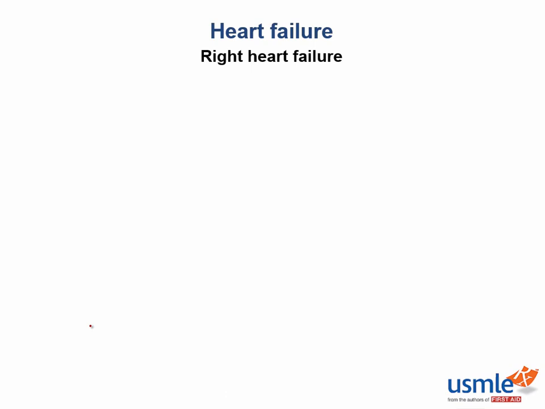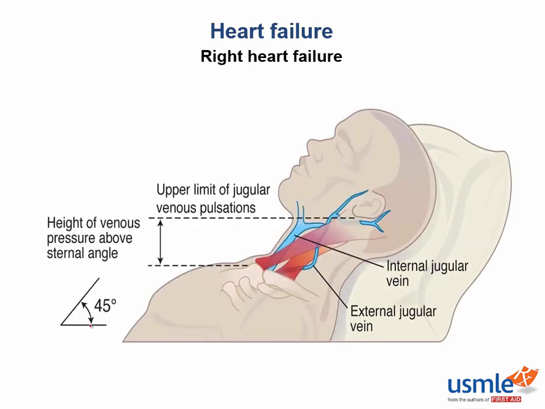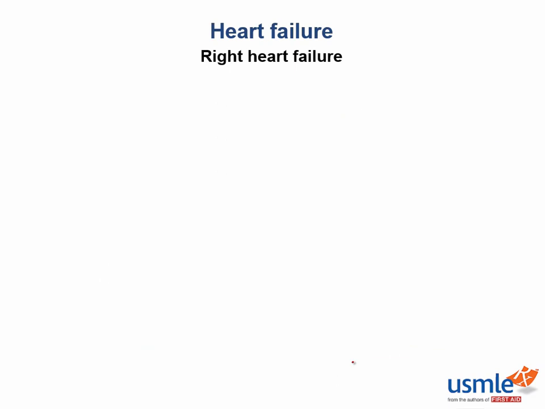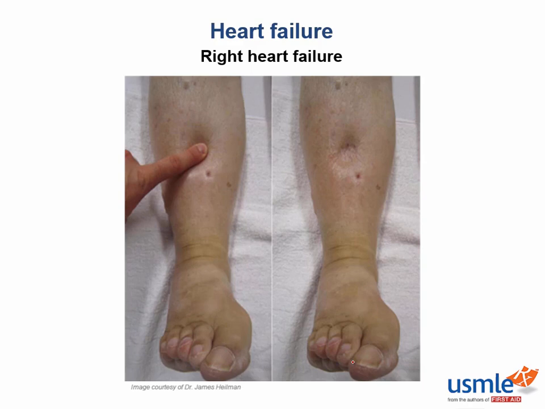And we can actually see the pulsations of the external jugular vein on physical examination. In addition, we can also see other things such as peripheral pitting edema, as we can see here in the lower extremity. An increase in the intravenous pressure, particularly in gravity-dependent areas such as the lower extremities, will lead to edema due to the transudation of fluid across the capillary vessel wall.